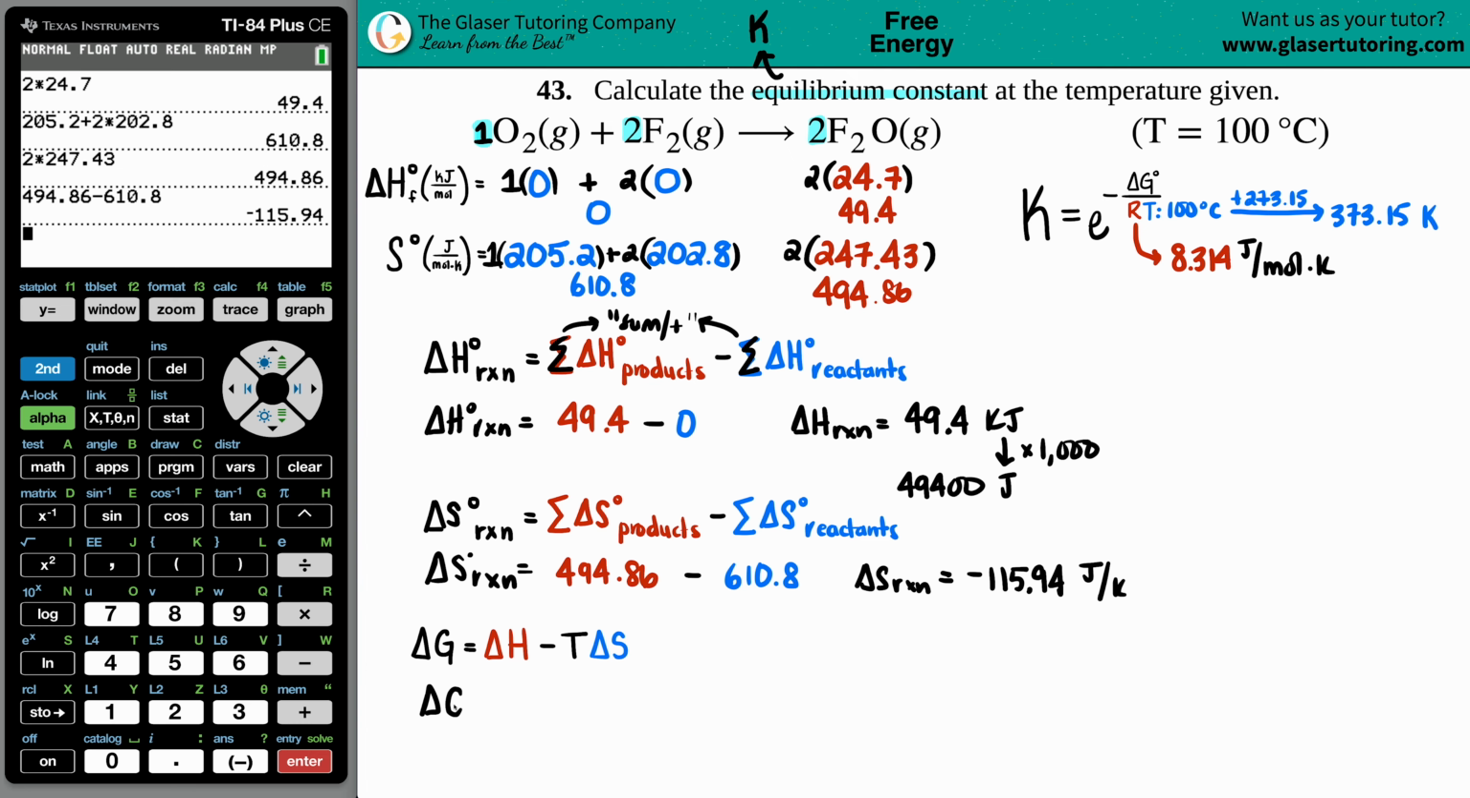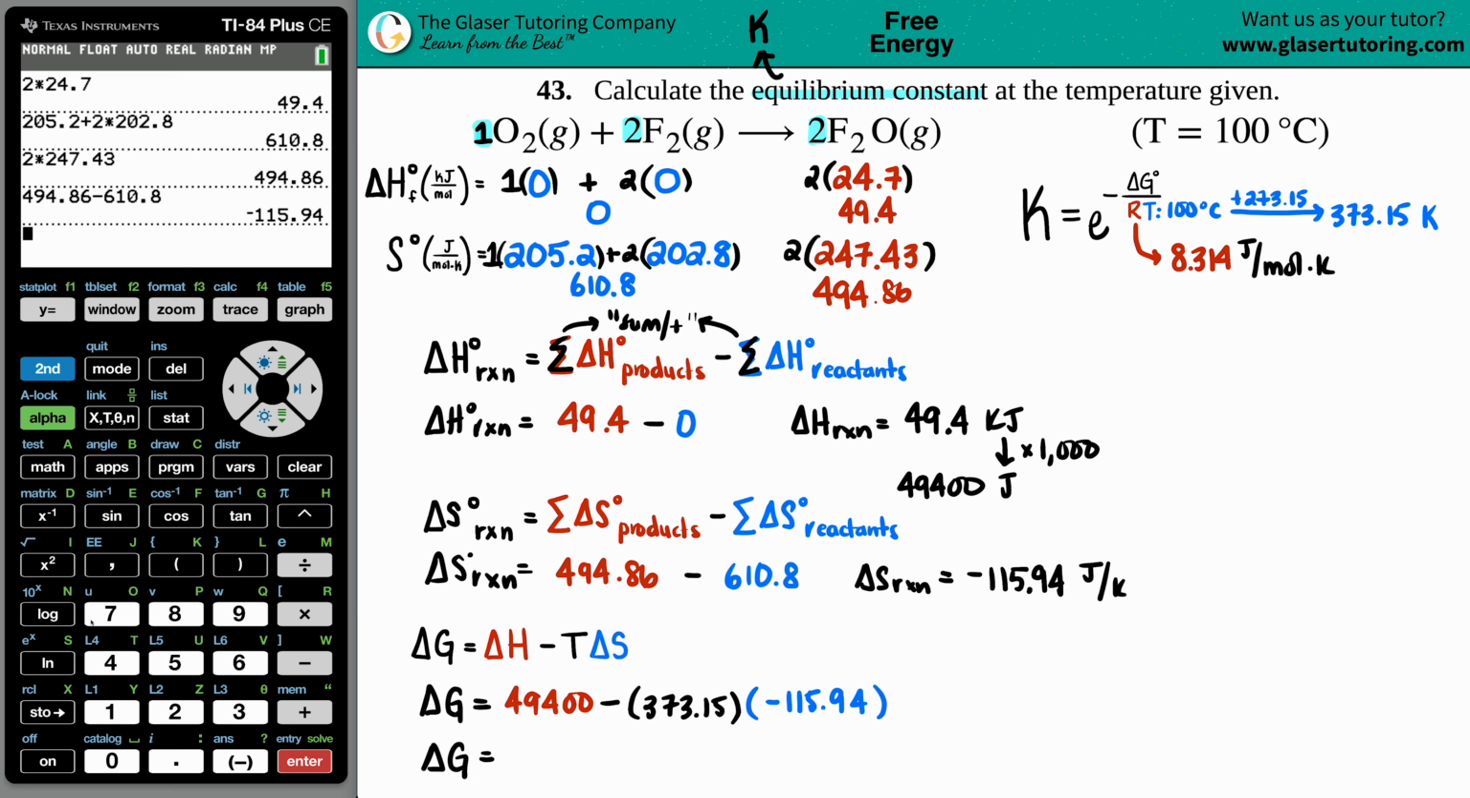And that's the number that's going in for my delta H value. So delta G equals the H value, which was 49,400, minus the temperature, which we already converted, 373.15, times the delta S, which was negative 115.94. Plug this all into the calculator. We could do this in one shot. The calculator will understand what to do first.